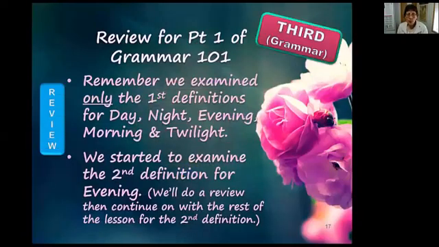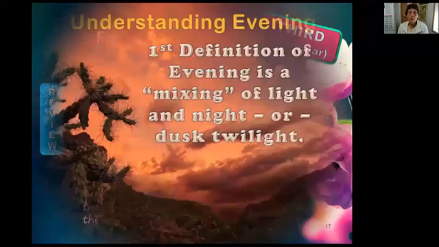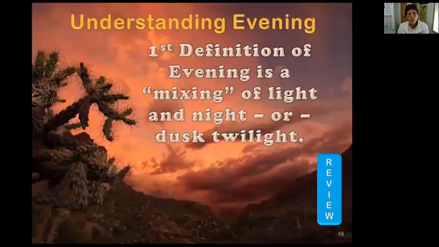So now we're going to go into our review from Grammar 101 that we did 2 weeks ago, and then we will continue on with part 2 today. I want you to remember that we examined only the first definitions for day, night, evening, morning, and twilight. And then we started to examine the second definition for evening, and we're going to do a little review there and then continue on with the rest of the second definitions, third and fourth definitions for evening. Our first definition for evening in the Strong's Concordance, he says, is a mixing of light and night or a dusk twilight. Dusk is written as the first definition.